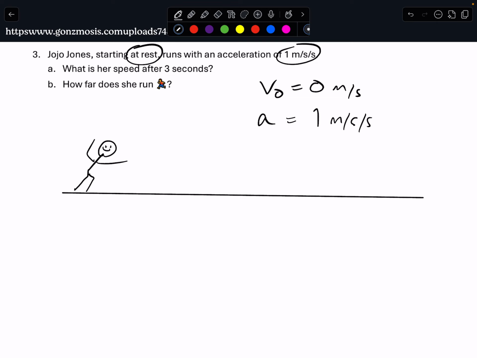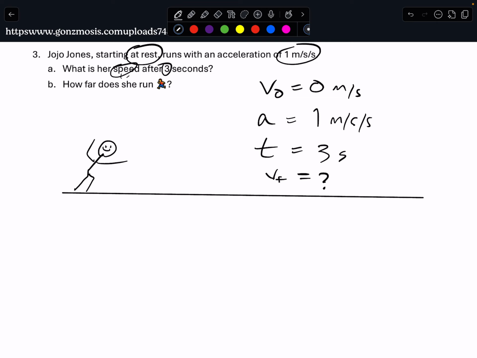That means that every second that JoJo is running, her speed increases by 1 meter per second. And then, what's her speed after 3 seconds? Time. And you're looking for this speed after 3 seconds, so that's V final.